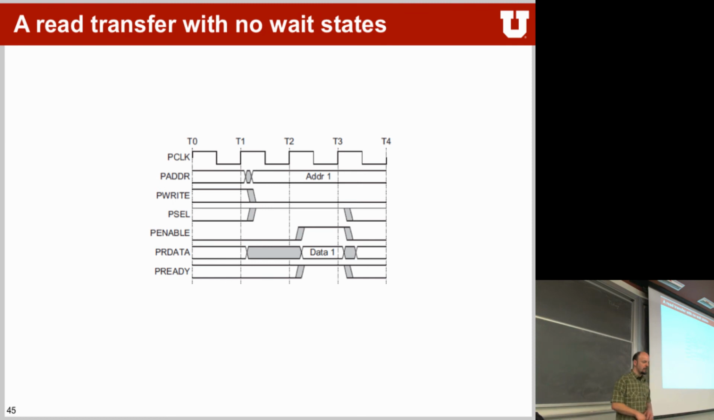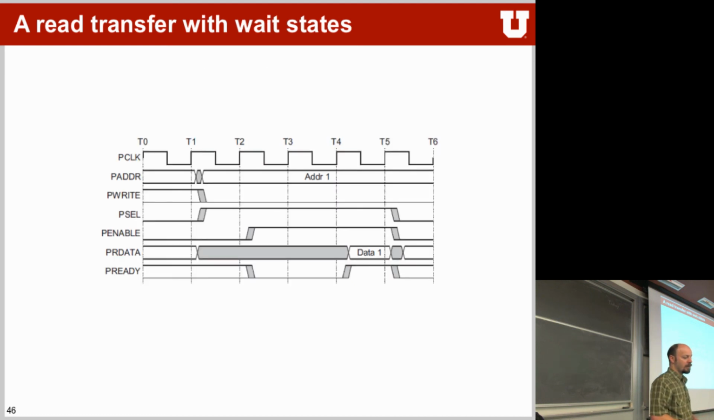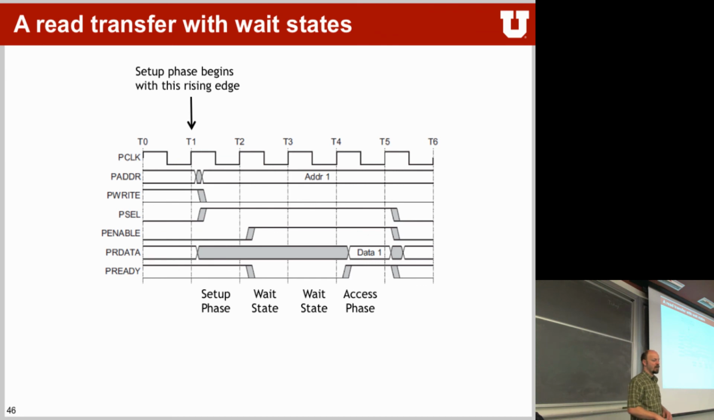A read transfer with no wait state. Again, set up on this clock edge. This is the setup phase where everything has to happen. And at this falling clock edge here, everything has to be ready. In this particular state, the access state, the data has to actually be ready at the falling edge of the clock itself. A read transfer with a wait state example, again with a setup, wait state, and access phase.